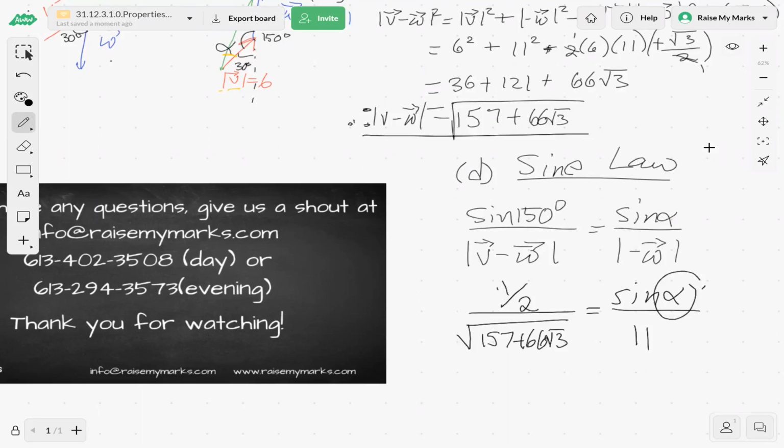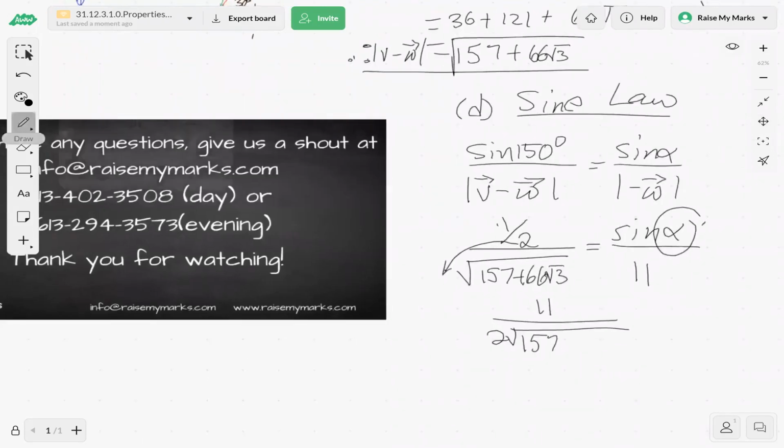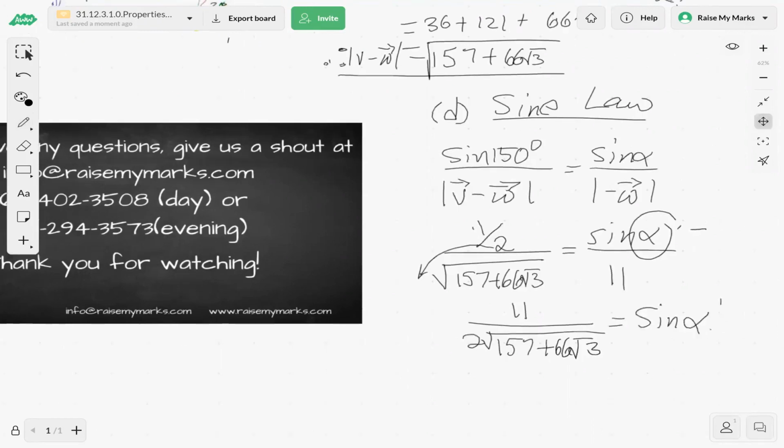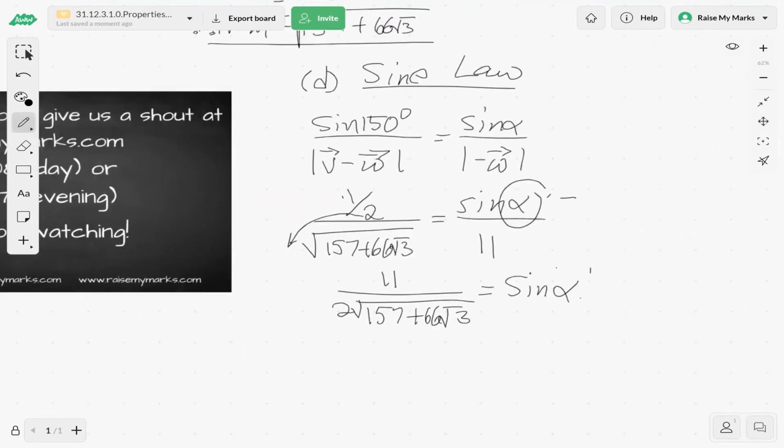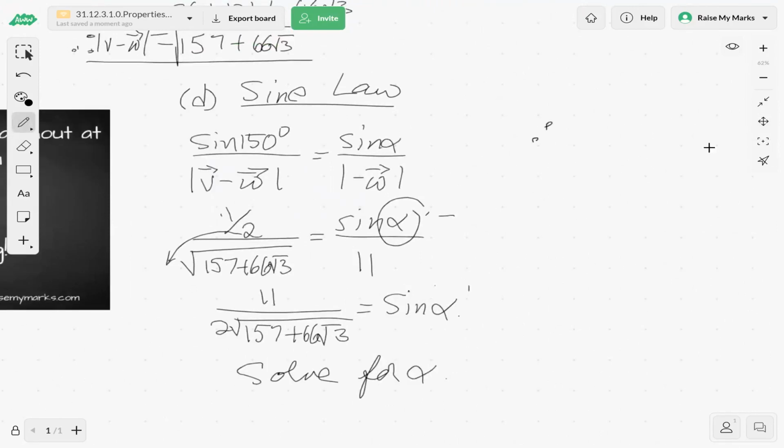So let's write this out. We can cross multiply. So we have 11 over 2, we can bring that 2 down, times the square root of 157 plus 66 times root 3, and that equals the sine of alpha, and then just use the inverse sine function to get our alpha. I'll leave that as an exercise. Just put solve for alpha. And then our final answer is therefore vector v minus w is alpha degrees west of vector v.